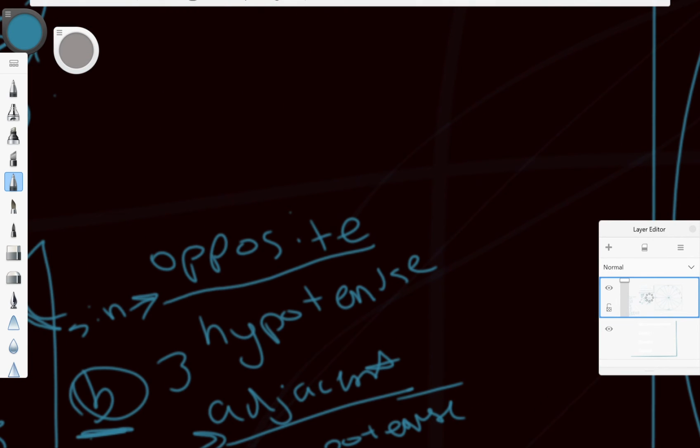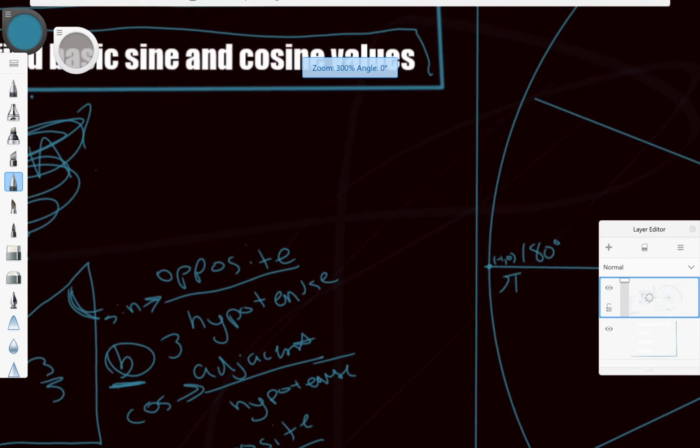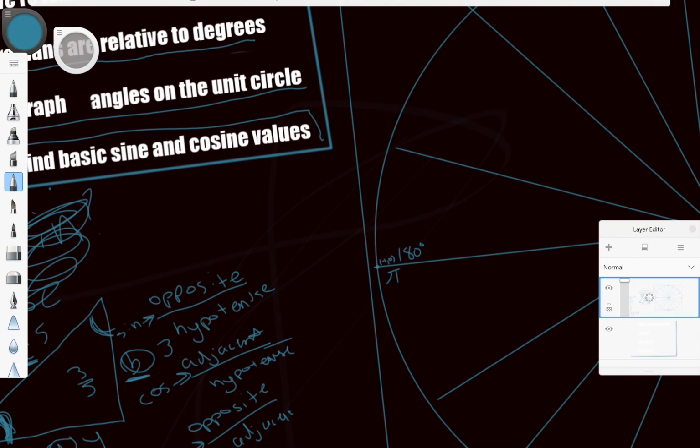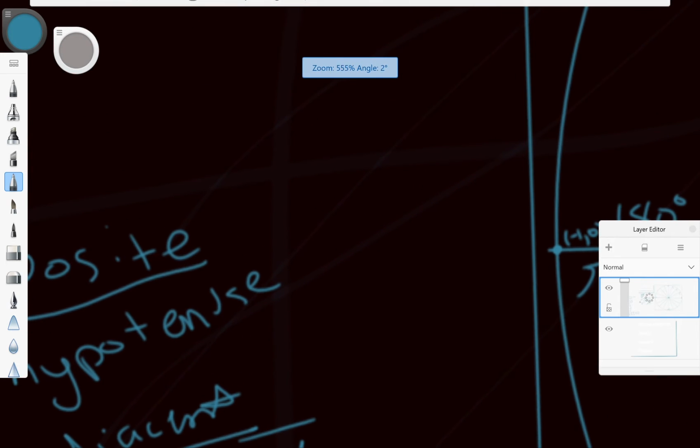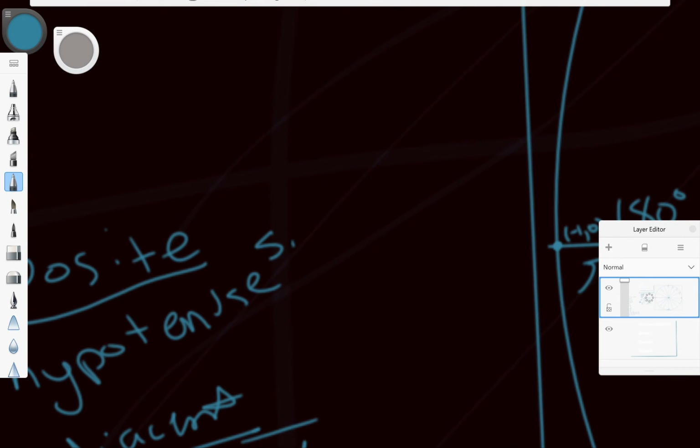So sine is opposite over hypotenuse. Let's think about this in the unit circle, right? The hypotenuse, which reaches out to the edge, is always going to be 1. So sine is equal to the opposite.